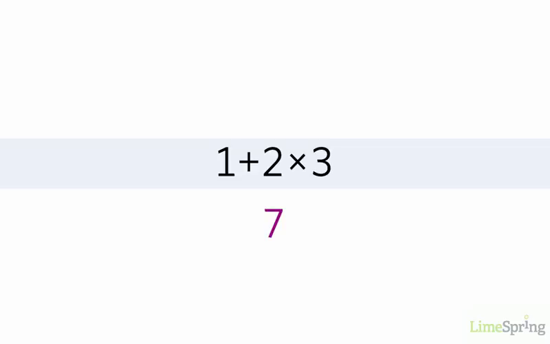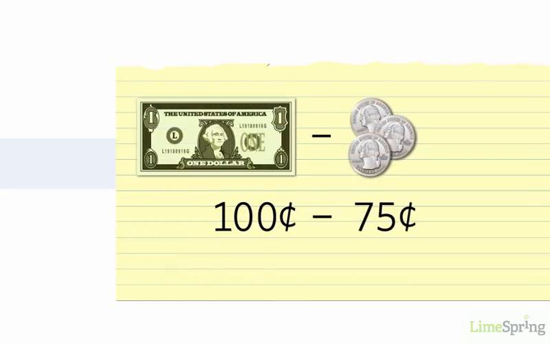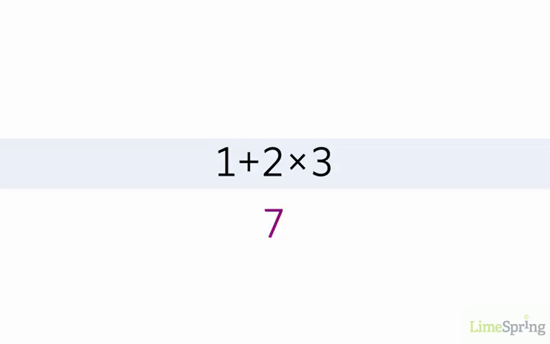Thankfully, mathematics is a very precise subject, and one that is used by just about everyone, every day. I'm not just talking about engineers or scientists. I'm talking about everyone. When you go to the lunch counter and give the person $1 for a 75-cent candy bar, you will always expect to get 25 cents back, right? Likewise, 1 plus 2 times 3 will always equal 7.